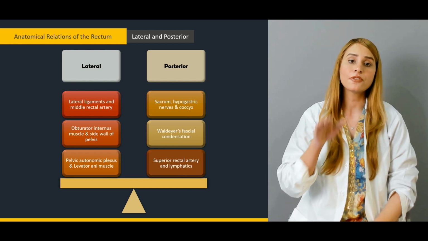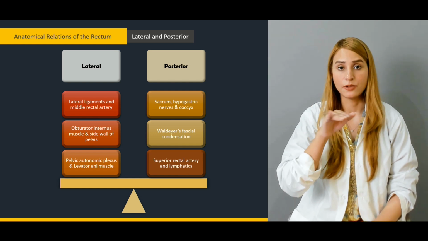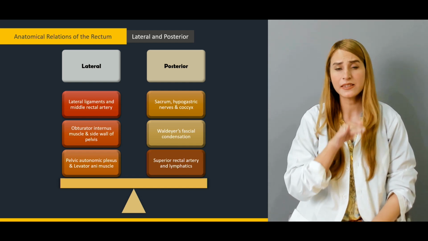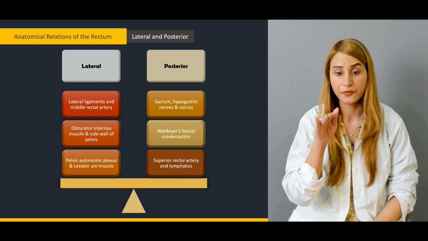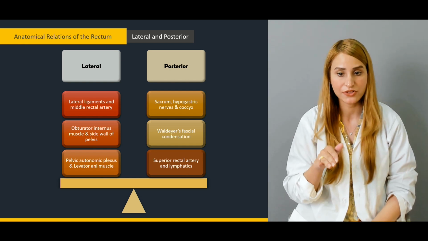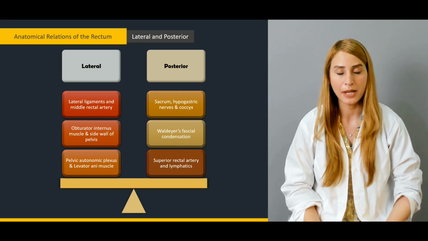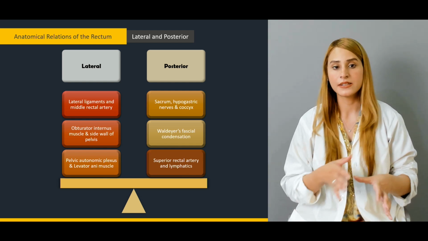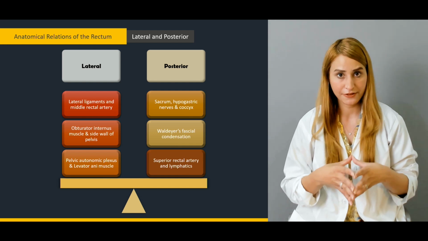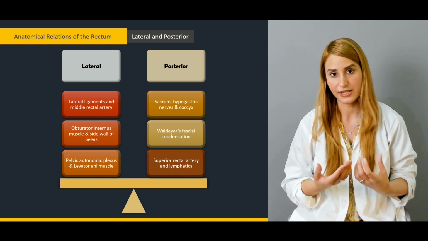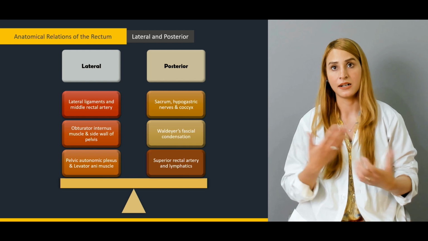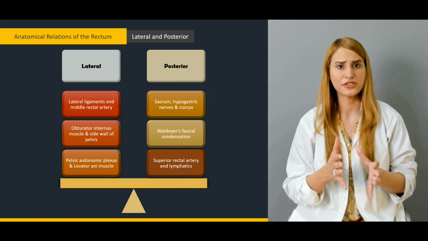the coccyx. Out of all these, the plexus lying in the posterior relationship of the rectum is very important. That's called the hypogastric nerves, which are also called the superior and the inferior hypogastric plexus. So this was about the relationships of the rectum, but you should know basically that the rectum is a tubular structure.